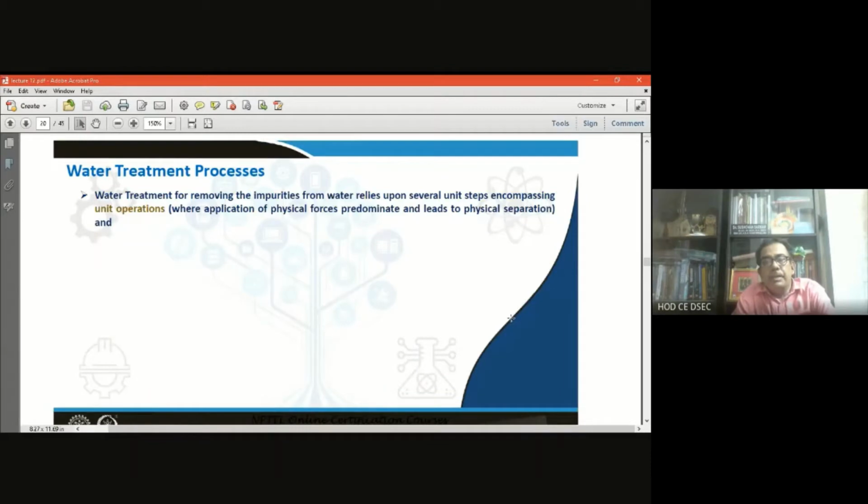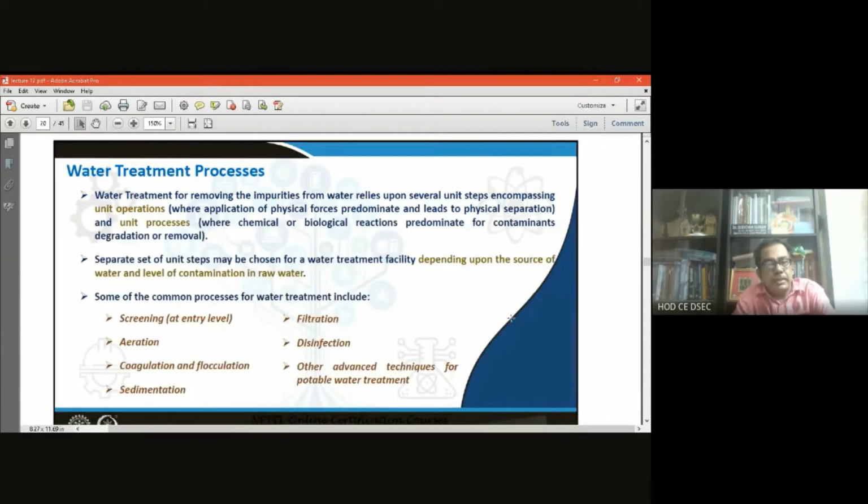which depends upon some physical actions, that is the operations, and the chemical processes, which is simply called the unit processes. So the drinking water treatment process comprises some unit operations and unit processes.